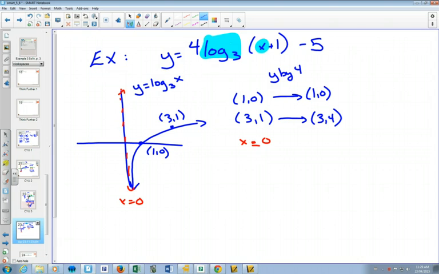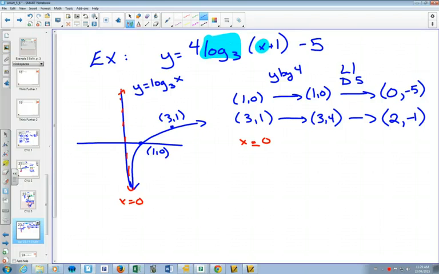The next thing we run into is our transformations left, right, up, and down. The 1 will move it left 1, and the 5 will move it down 5. So left 1 will go to 0, down 5 to -5. Left 1 will go to 2, down 5 to -1. Will our asymptote change? Yes, because we're moving left 1, it will go to x equals -1.